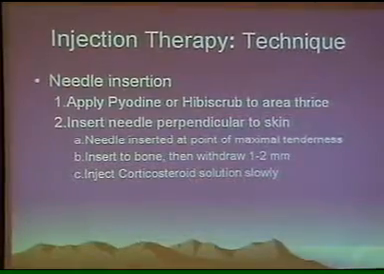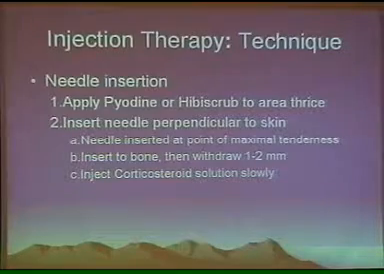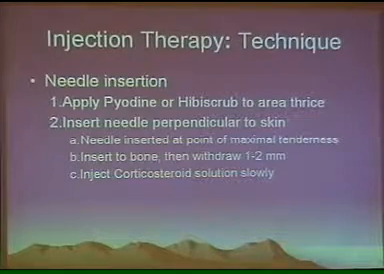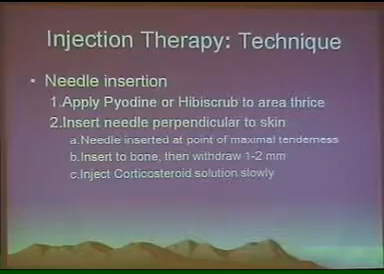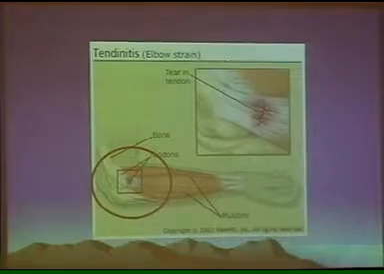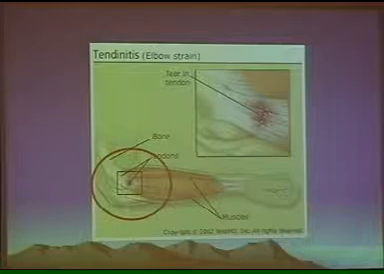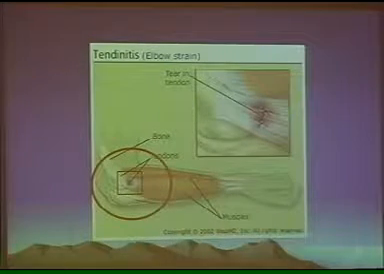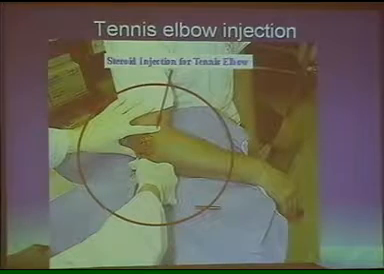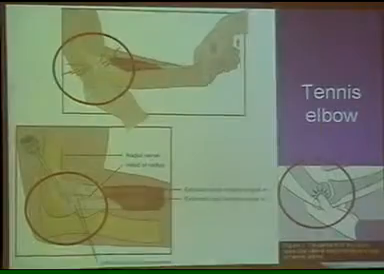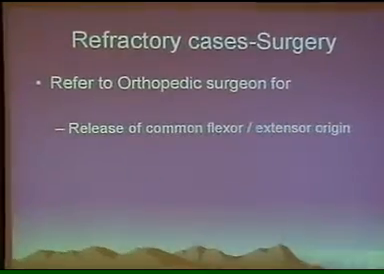Next please. We insert the needle perpendicular to the skin, insert to the bone, then withdraw 1 to 2 millimeters, and then inject this solution. Next please. This is what we are showing for the injections. That is the maximum tender point where we have to inject. Next please. This is again steroid injections. Next. Again. Next please. Right.